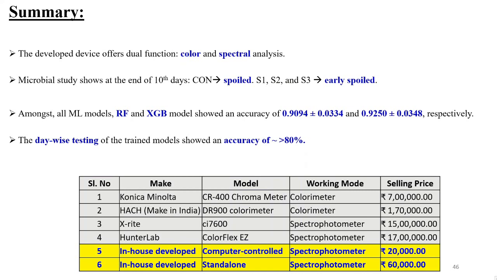colorimetric and spectrometers, which are at least 7 lakh in price. Then there is a Hatch, made in India, which has a price of 1,70,000. Then X-Rite, which is a US based company, has a price of 15 lakhs. In Hunter Lab, the spectrometer has a price of approximately 17 lakhs.